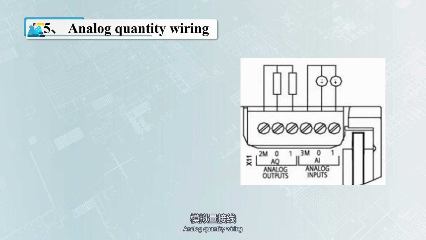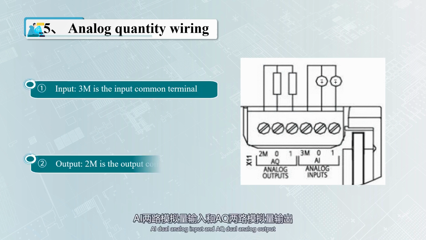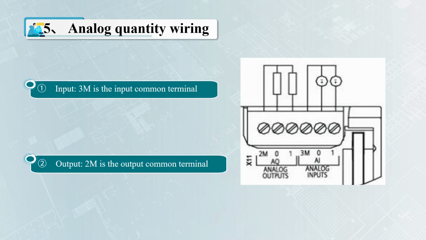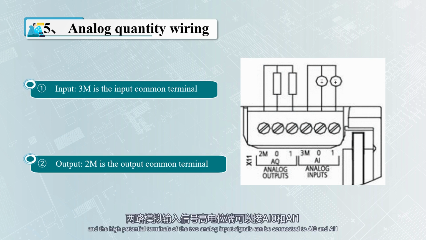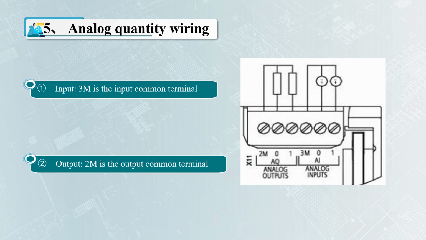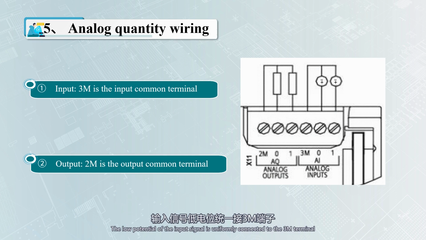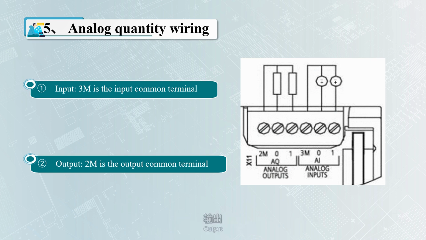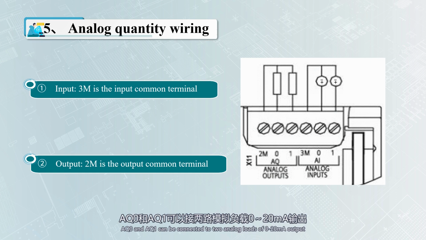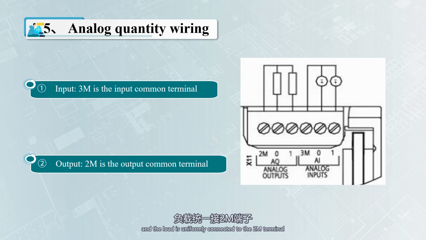Analog quantity wiring. AI dual analog input and AQ dual analog output. 3M is the input common terminal, and the high potential terminals of the two analog input signals can be connected to AI0 and AI1. The low potential of the input signals is uniformly connected to the 3M terminal and the input signal is 0-10 VDC. Output 2M is the output common terminal. AQ0 and AQ1 can be connected to two analog loads of 0 to 20 mA output, and the loads are uniformly connected to the 2M terminal.